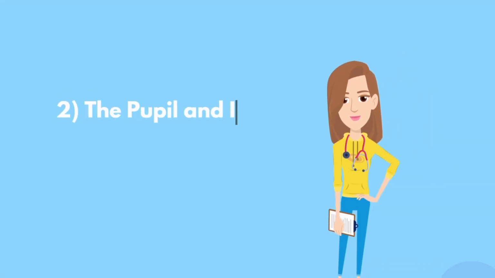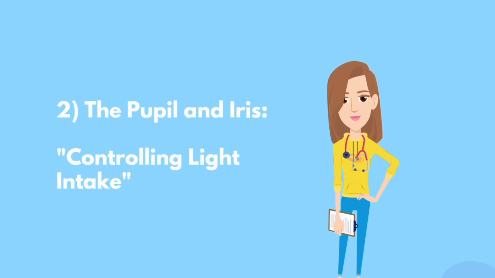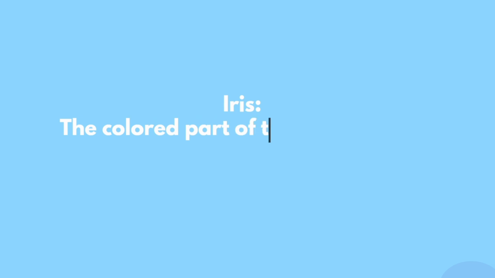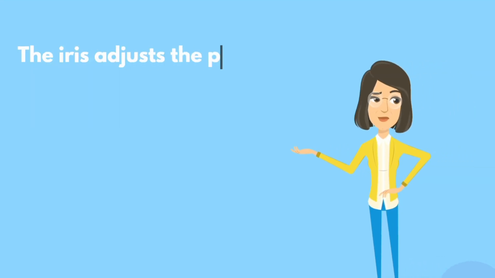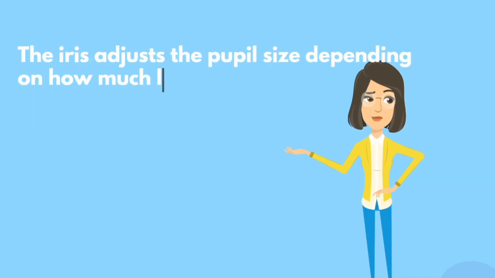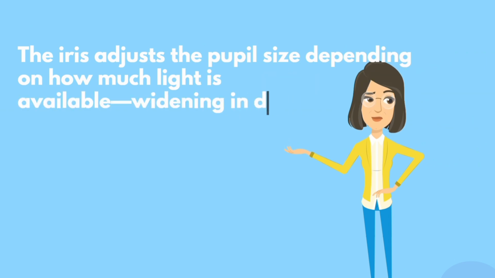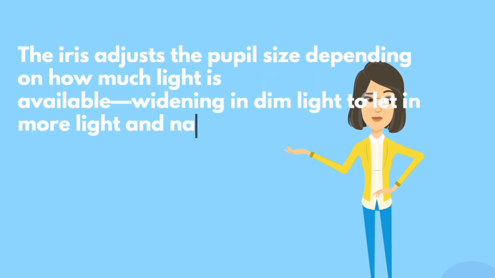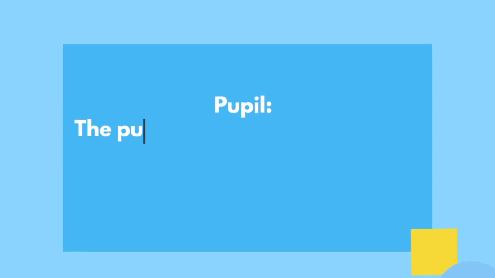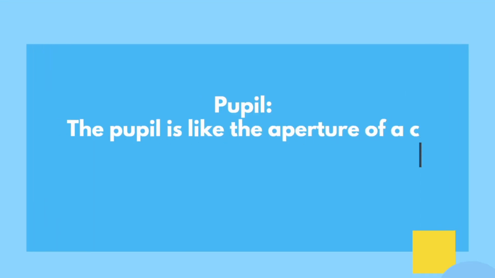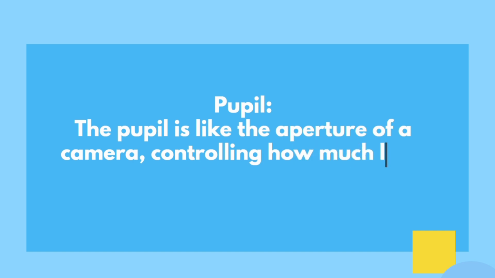2. The pupil and iris. Controlling light intake. Iris. The colored part of the eye, the iris, controls the size of the pupil, the black circle in the center. The iris adjusts the pupil size depending on how much light is available, widening in dim light to let in more light and narrowing in bright light to protect the eye. Pupil. The pupil is like the aperture of a camera, controlling how much light enters the eye.